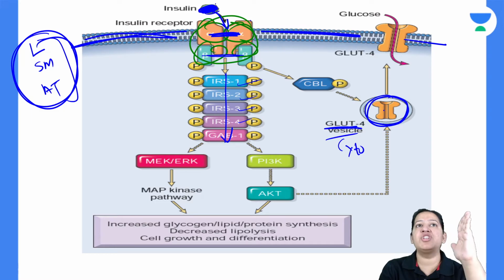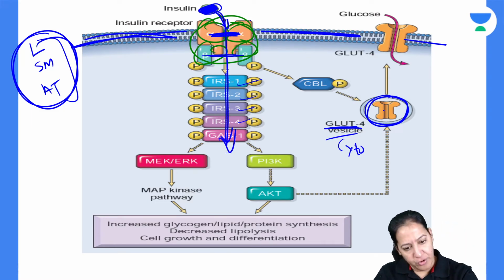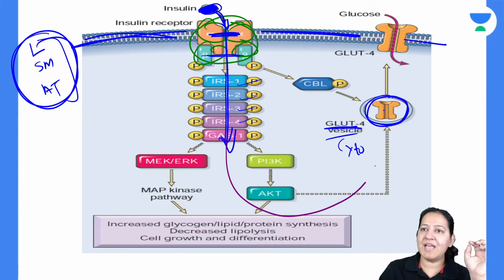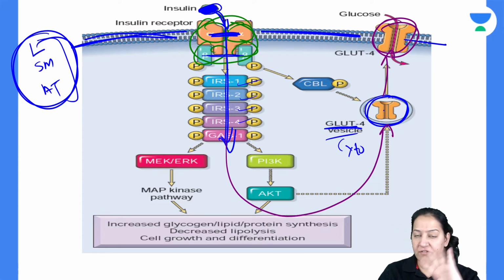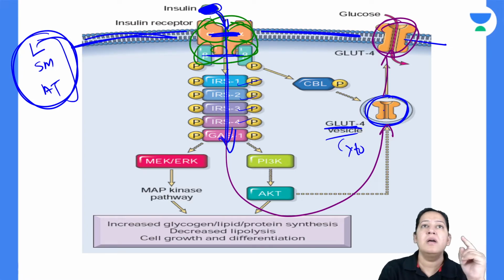Now, because of the stimulation of insulin to these intermediates, this GLUT4 from the cytoplasm will move to the cell membrane of these cells. So GLUT4 initially was not present on the cell membrane, but it comes on the cell membrane because of the insulin stimulation of this cell.